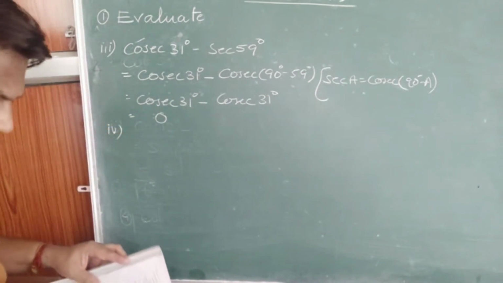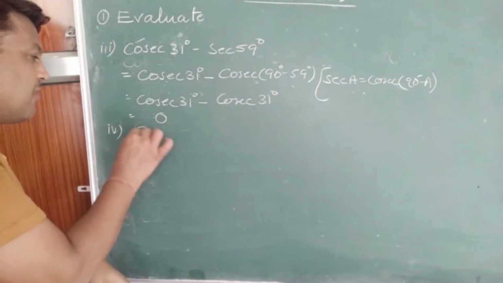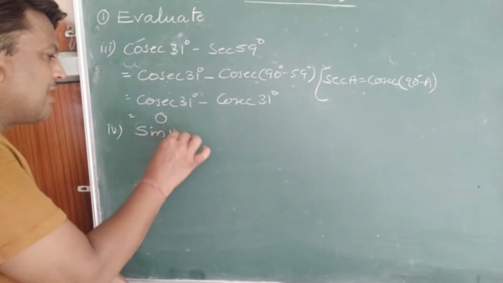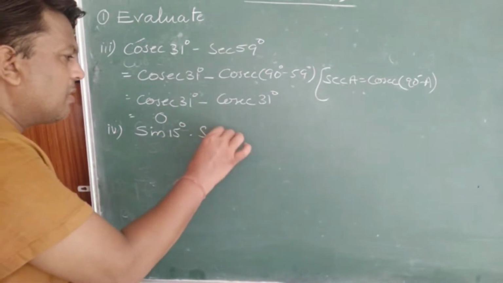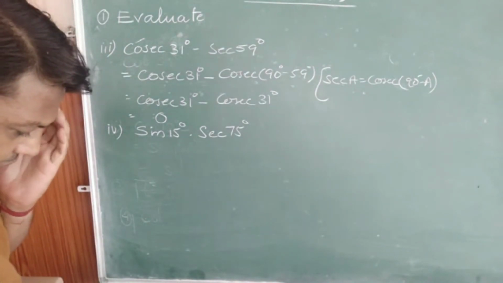Now come to part number 4, children. Sin 15 into sec 75. Sin 15 degree into sec 75 degree.